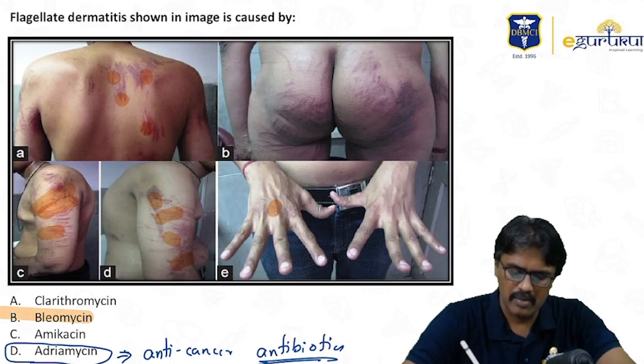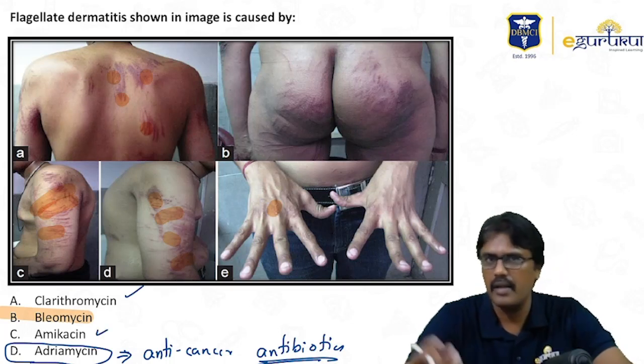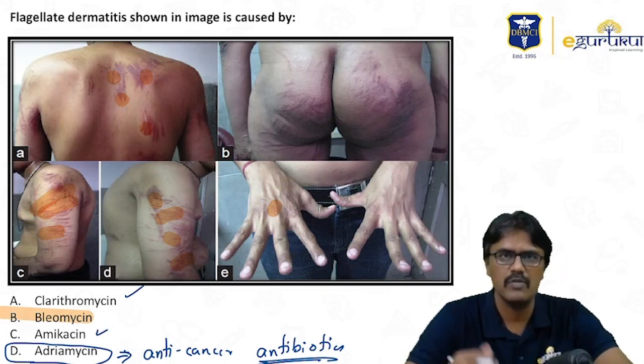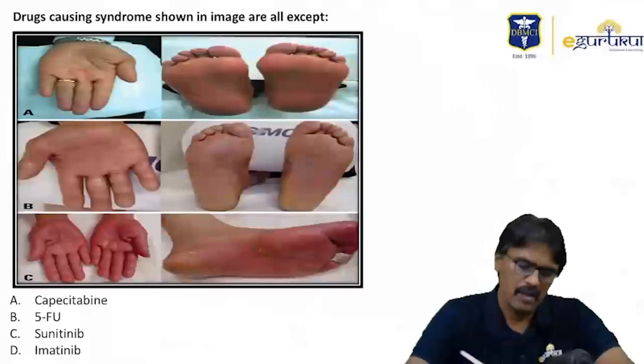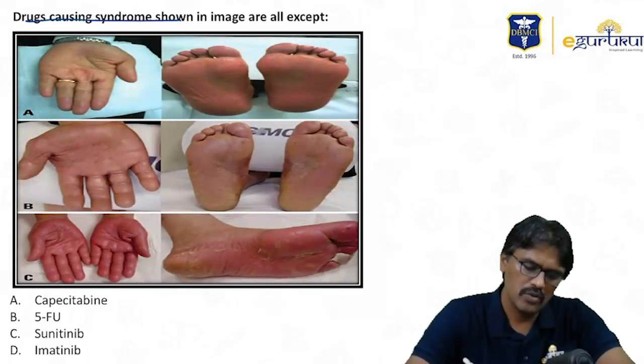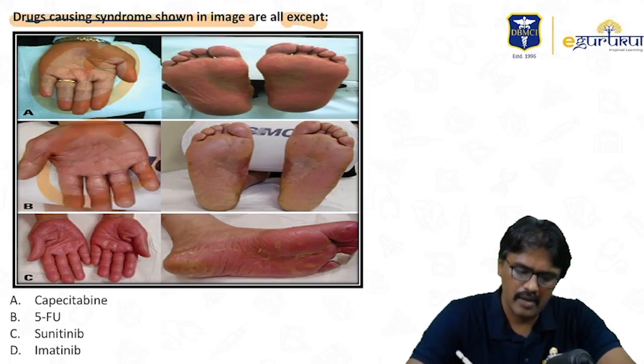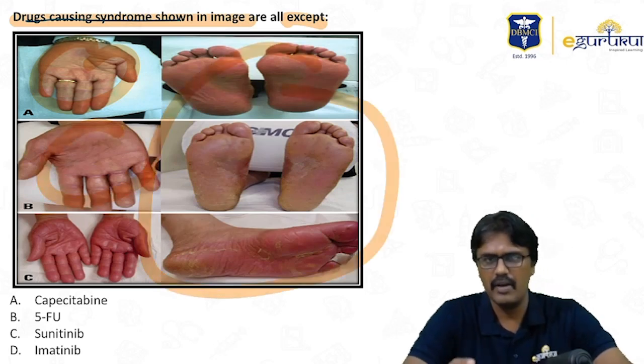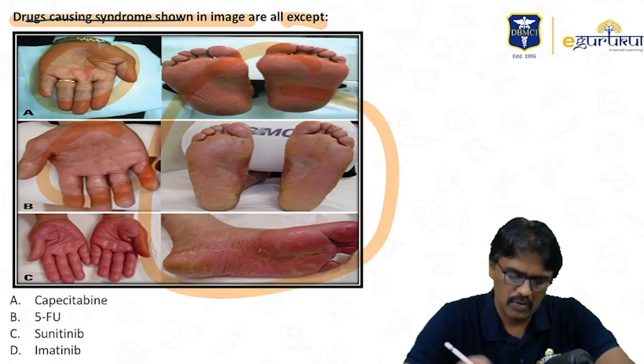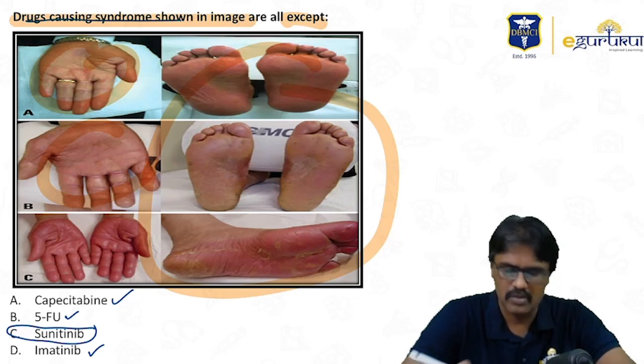Okay. So clarithromycin and amoxicillin are antibiotics or antimicrobials used for bacterial infections. Now, what is the drug causing the syndrome shown in the image? The drugs causing the syndrome shown in the image are all except. Now, you can see the hand and you can see the foot. So, this is typical of hand-foot syndrome, and that is caused by capecitabine, 5-fluorouracil, and also by imatinib. So, sunitinib is not going to cause this.